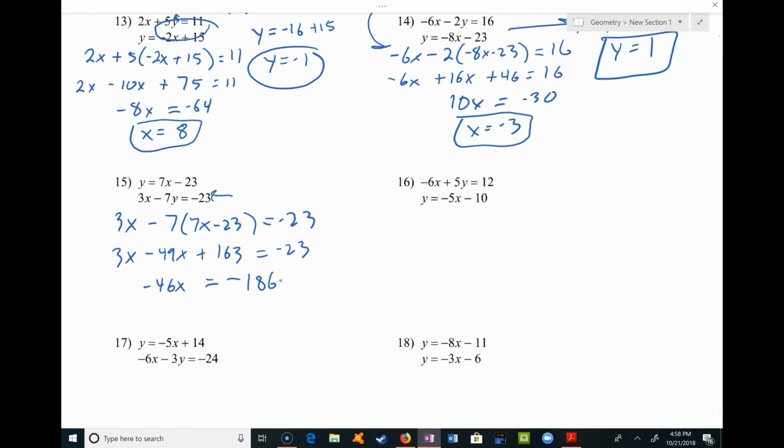7 times 23 is... Oh, whoops, that would be 21, wouldn't it? 20 times 7 is 140, plus 21 is 161. Yeah. So this would actually be negative 184. And I think that'll go in there 4 times. So x is equal to 4. Then we go back up to the y equals, and y is equal to 7 times 4 is 28 minus 23, which means y is equal to 5.